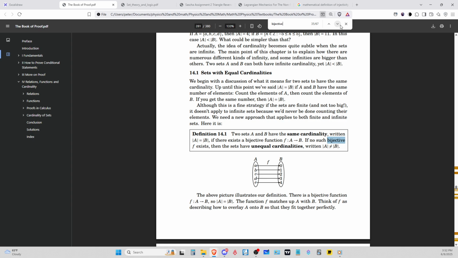Interesting. Two sets A and B have the same cardinality if there exists a bijective function. If no such bijective function exists, then the sets have unequal cardinalities. Oh, that's really interesting. I never knew that. So both sets have to have the same cardinalities. That is new. The more you know.